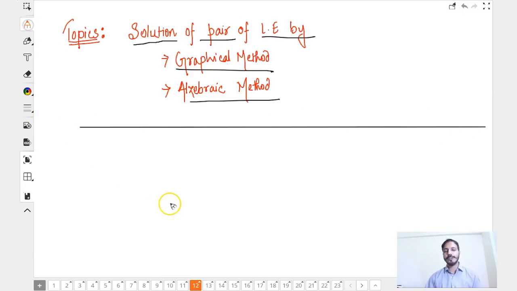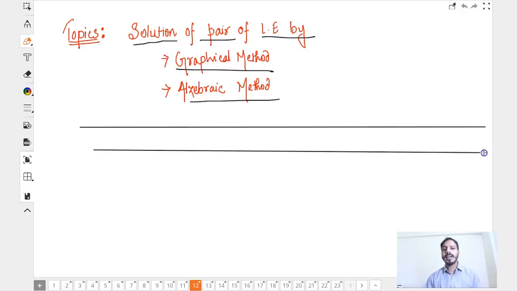What do you mean by solution? I have already told you that a linear equation means a straight line. Now a pair of linear equations means two straight lines. What conditions can you have with these two straight lines? Either the straight lines will be parallel to each other. Say these are the two lines and this is parallel. So this is, say, case 1.